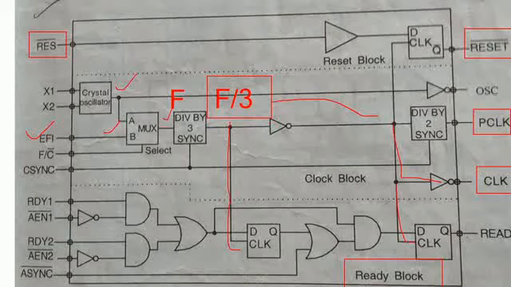The next is the ready block. The ready block is generating the ready signal, and the generation of this signal depends on 5 input signals. If any one of these 5 signals is deactivated, then... we have 2 sets of ready pin and address enable pin. So it is ready pin 1, address enable pin 1, ready pin 2, address enable pin 2, and the asynchronous clock.